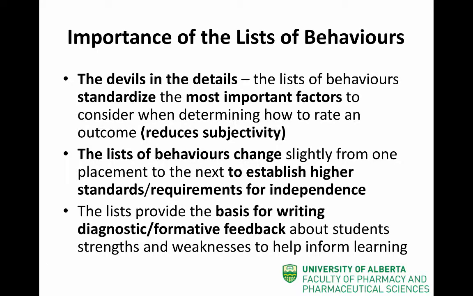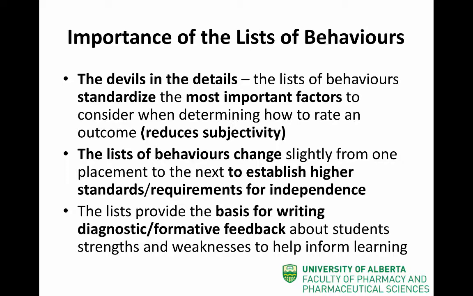Now, the devil's really in the details with these lists of behaviors. The lists of behaviors are very important because they create some consistency between preceptors, so that we standardize what the most important factors are to consider when applying a rating for any given outcome. So we're trying to reduce subjectivity. We're trying to create a common understanding of what each outcome is defined as, based on these lists of behaviors.